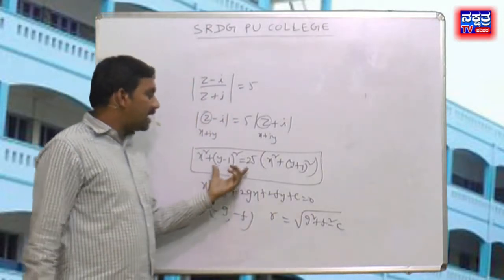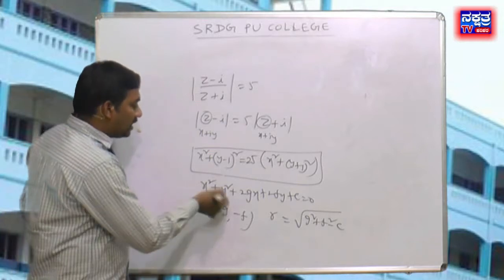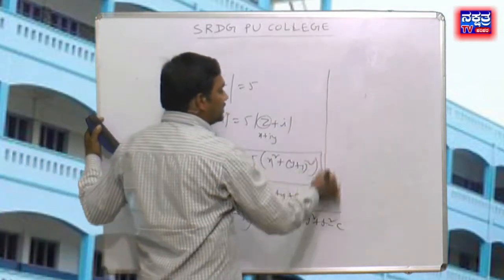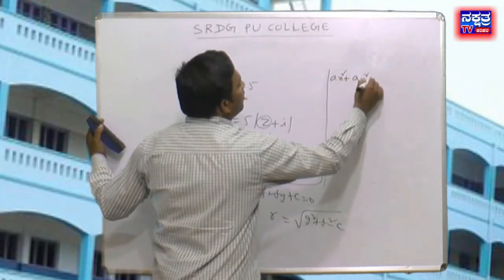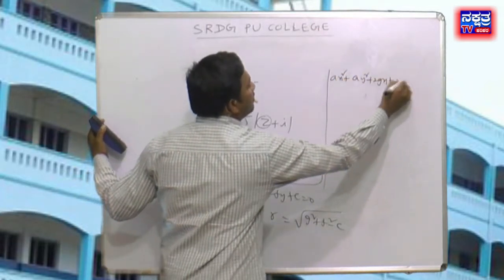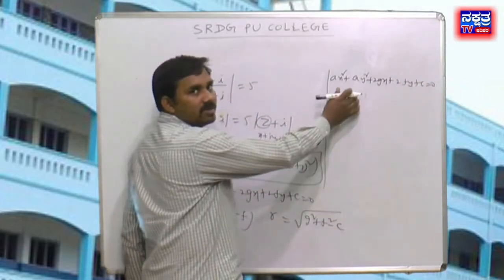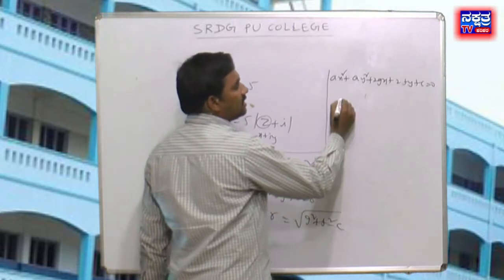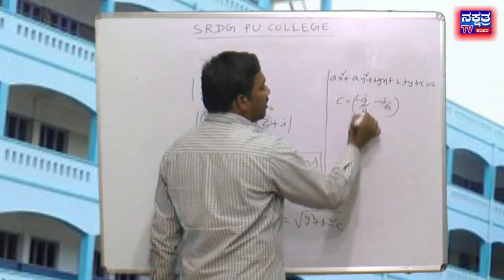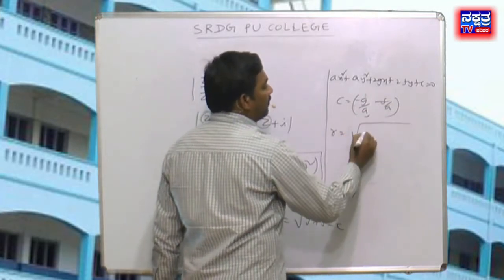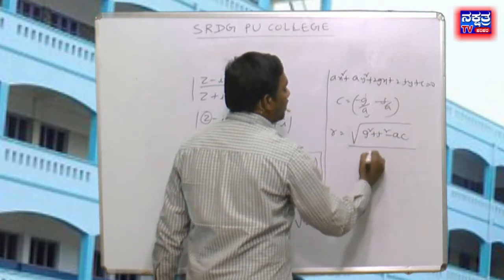So by expanding this equation, we have to arrange the order like this. But here we can get one more equation, that is ax square plus ay square plus 2gx plus 2fy plus c equal to 0. This is also one more equation of the circle. For this circle, center is minus g by a comma minus f by a, and radius is root of g square plus f square minus ac by mod a.